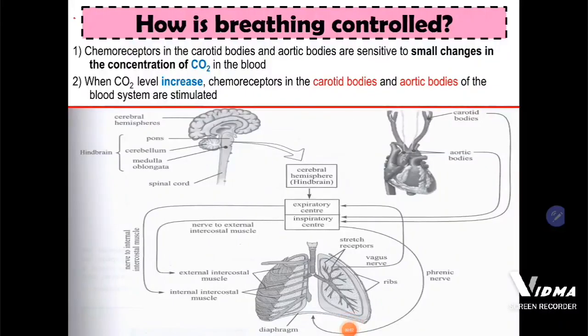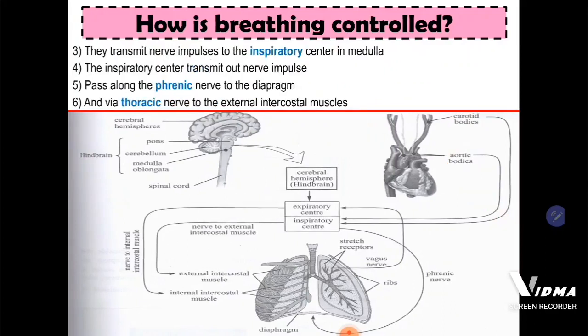Hi everyone. Now we continue to the role of chemoreceptors in the control of breathing. Let's go through the mechanism of how breathing is controlled. First of all, the chemoreceptors in the carotid bodies and aortic bodies are sensitive to small changes in the concentration of carbon dioxide in the blood. When the carbon dioxide level increases, chemoreceptors in the carotid bodies and aortic bodies are stimulated. They transmit impulses to the inspiratory center.